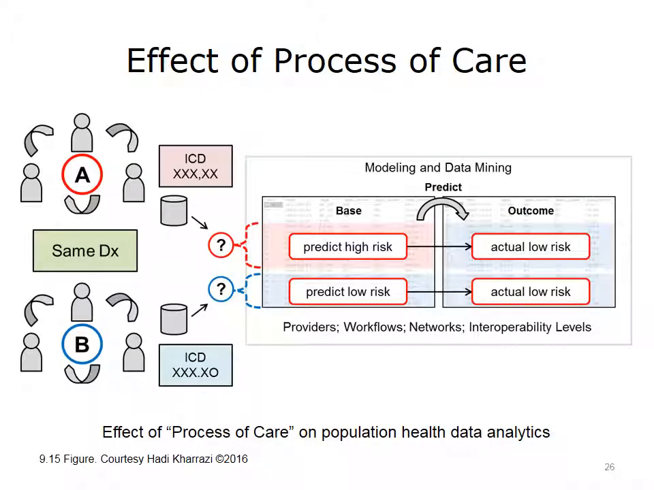This diagram shows the effect of process of care and different coding habits on population health analytics. On the left side of the diagram, two different practices are shown. Practice A may choose a slightly different code for the same diagnosis than Practice B, simply because they're used to doing so. Note that, as shown on the right side of the diagram, this coding discrepancy will affect the accuracy of the predictive model in forecasting the outcome.